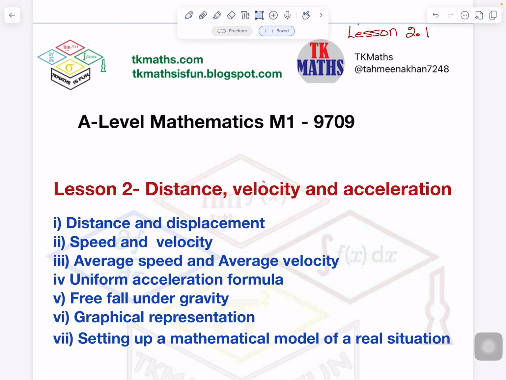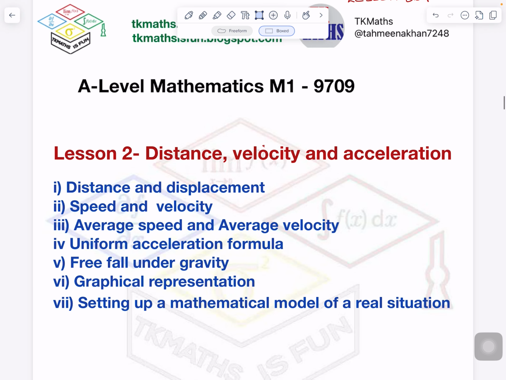In today's video, we will continue lessons on mechanics M1 A-level mathematics. So this is lesson number 2 on distance, velocity and acceleration. And these are the concepts we will cover. These concepts will be covered in 3 to 4 videos, so I'm calling it 2.1. So let's start. We'll start with distance and displacement, speed and velocity. Average speed and average velocity will be covered in this video.